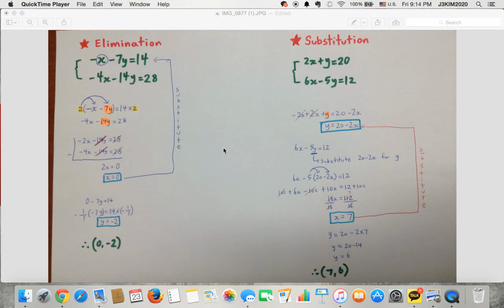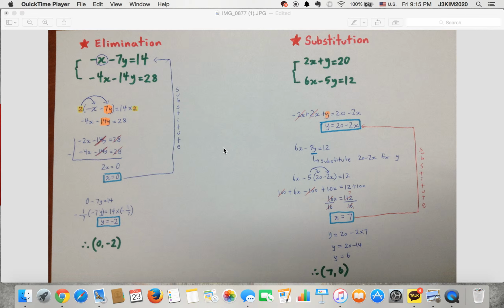Then this will be substituted for y in the second equation. And therefore, the second equation turns into an equation with just one variable. That will be 6x minus 100 plus 10x equals 12. Then I got 16x equals 112, and therefore x is 7.